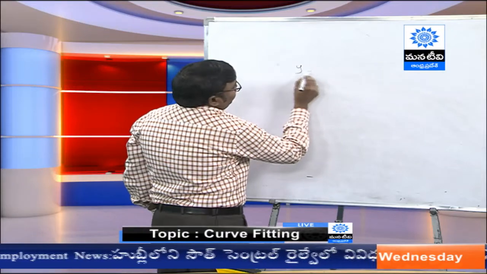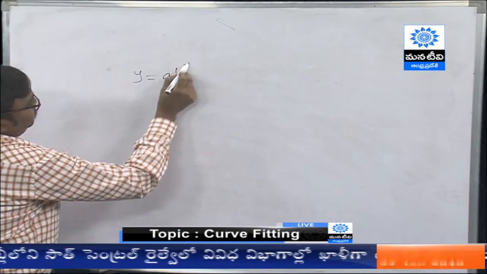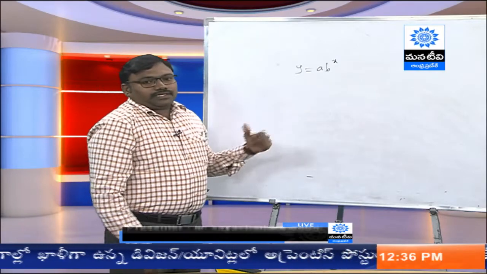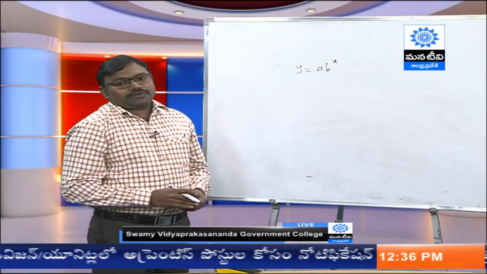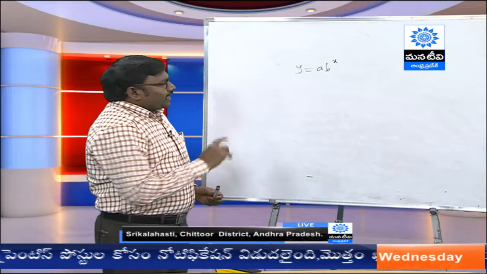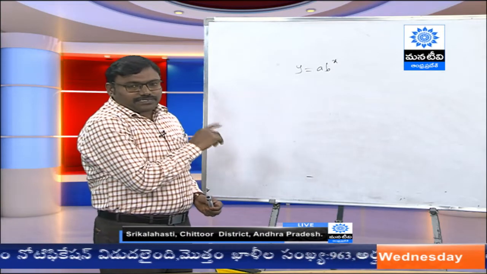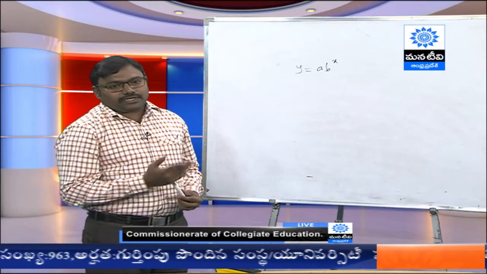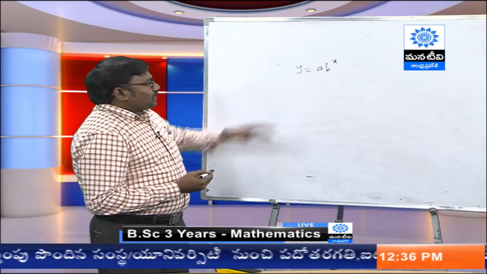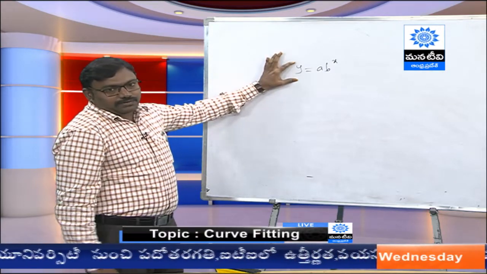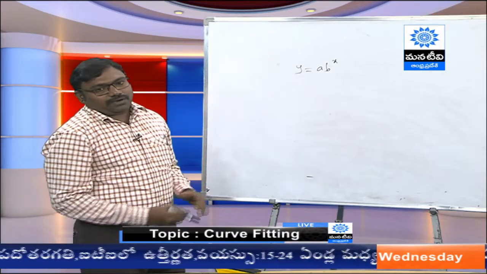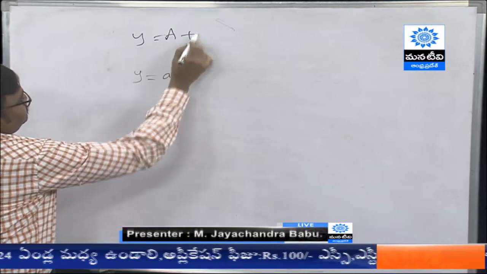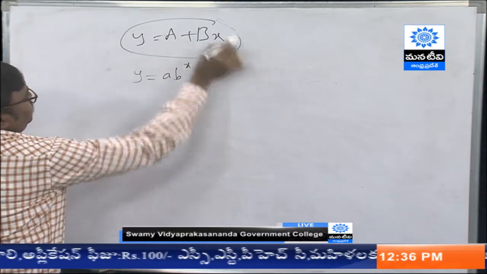The general form of a power function is y equal to a into b power x. Here we need not do anything like getting normal equations; we can just convert this into a straight line equation. Of course, we know how to fit a straight line to the data. So our task is just to convert this power function into straight line form, that is, y equal to a plus b x. This is our task.